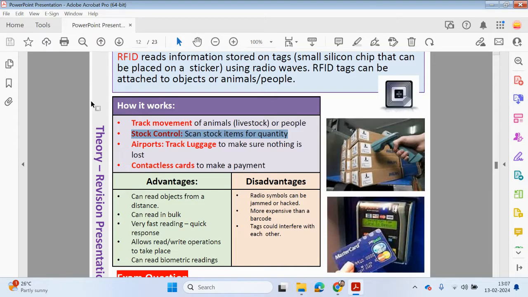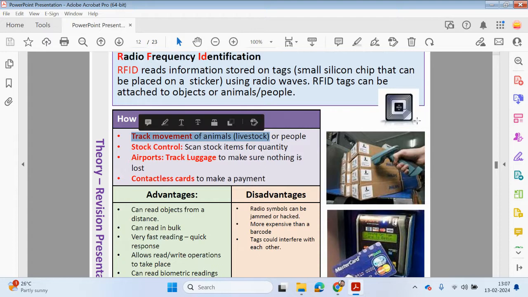You can track movement of animals or livestock or people. I'm not sure if it's used for people, but for animals. Okay. So from a distance, we can scan, and if this tag is on the animal, we can automatically detect how many animals we have and where they've been.